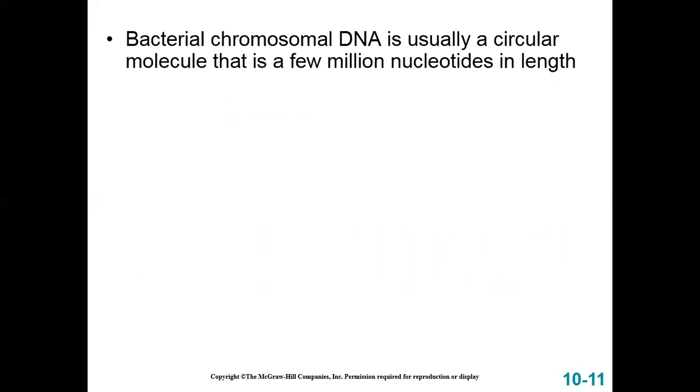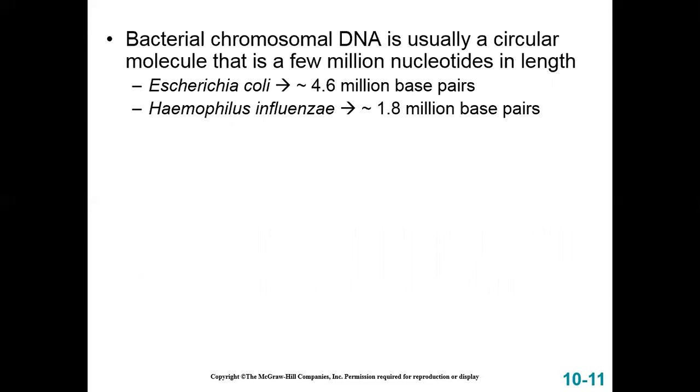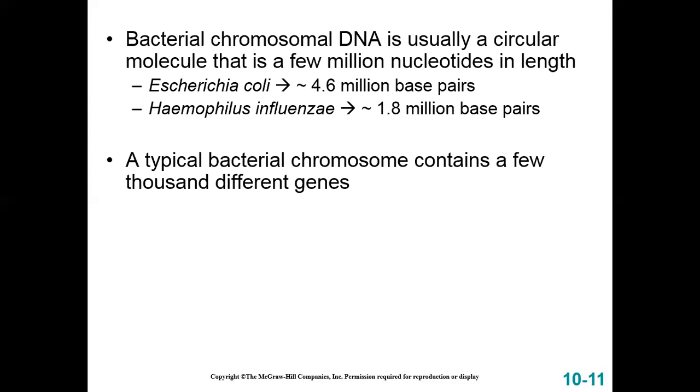Bacterial chromosomal DNA is usually a circular molecule that is a few million nucleotides in length. For example, in E. coli, approximately 4.6 million base pairs are present in the DNA. In Haemophilus influenzae, around 1.8 million base pairs are present. A typical bacterial chromosome contains a few thousand different genes.